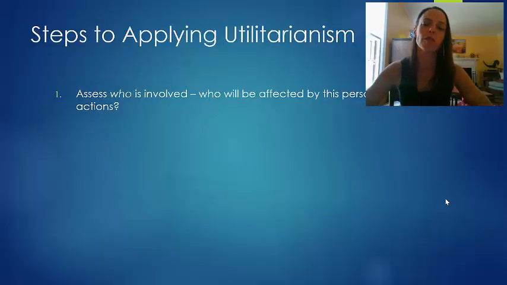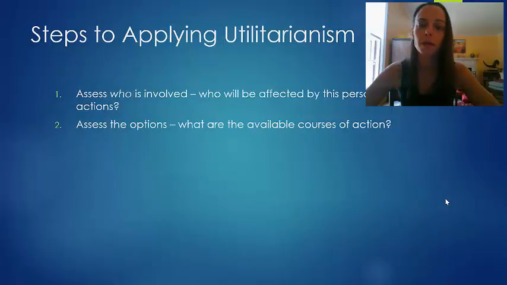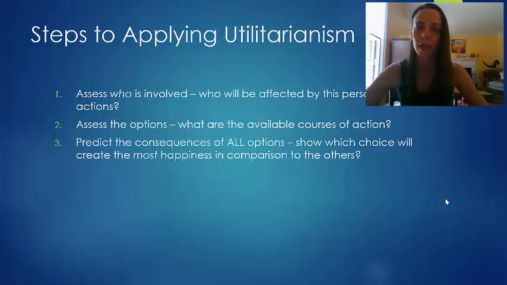So you want to make sure that you don't overlook anybody and that you look beyond the main person in the case and maybe one other person. So with Tom and Carol, obviously those are the two main people in the case who might be affected. There are probably some other people who would be affected by Tom's decision making as well. Then you want to assess all the options. What are the available courses of action for this person, whoever is making the decision? And then you want to predict the possible or the reasonably predictable consequences of all the options.